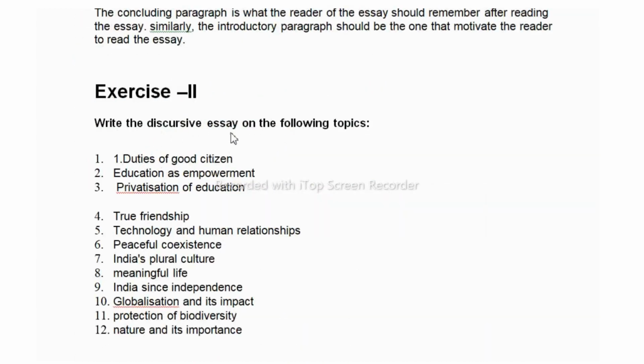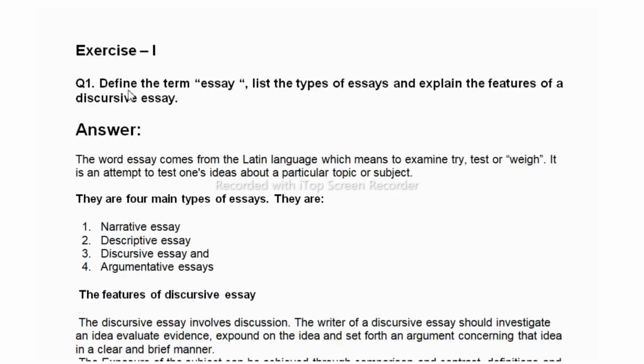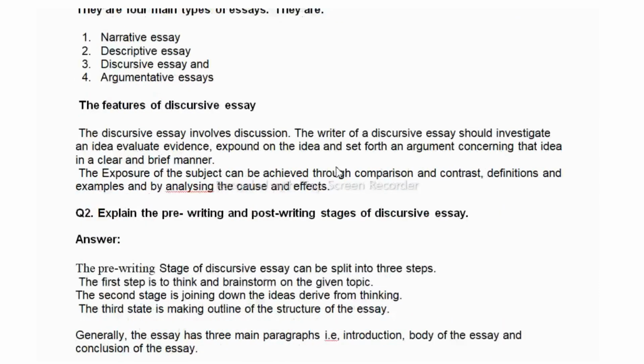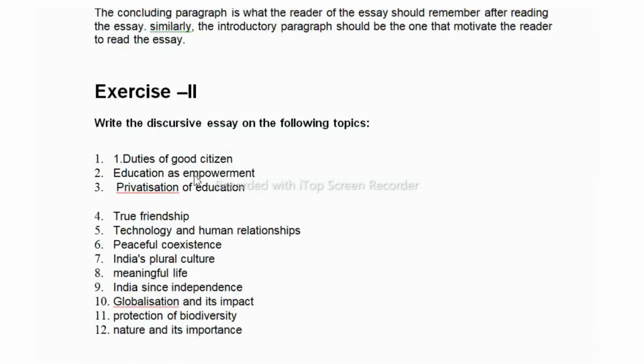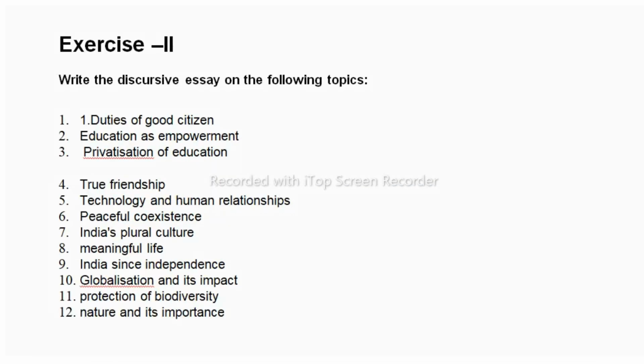They will say, write a discursive essay on the duties of a good citizen, or anything. They can ask you 2 questions in one question: define the term essay, list out the types of essay, and write the duties of a good citizen. Like this also they can ask you. So let's start. The first one is duties of a good citizen. This will be your title only.